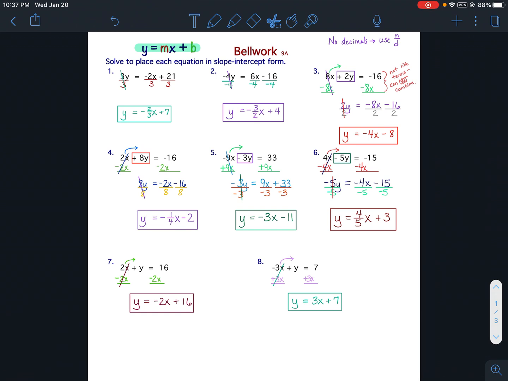Bellwork 9B is done exactly like this. 1 and 2 are going to be done the same way as 1 and 2 on this Bellwork. 3 through 6 are all going to be two-step equations and so forth. If you have any questions on Bellwork 9A or Bellwork 9B, please do not hesitate to ask.